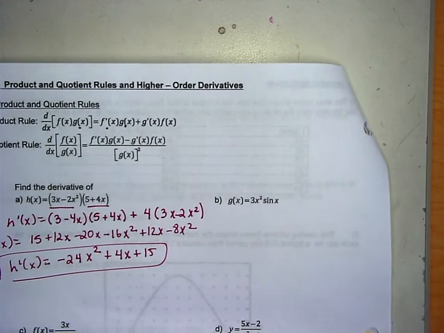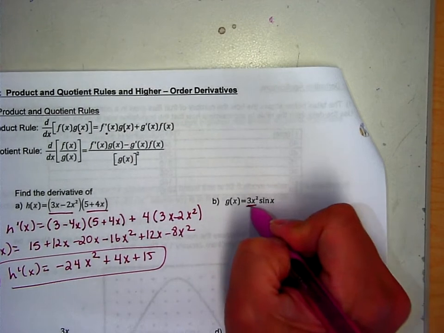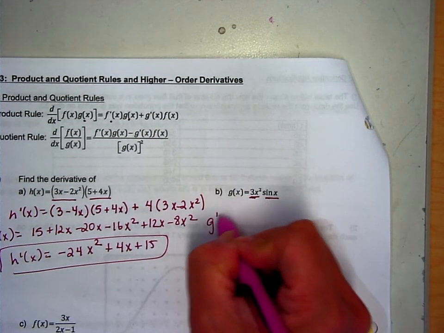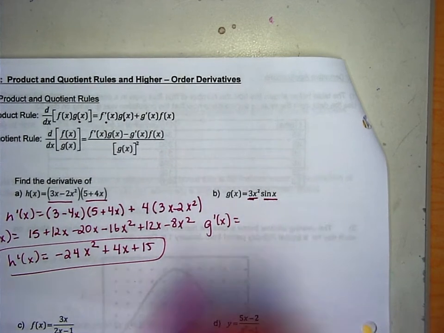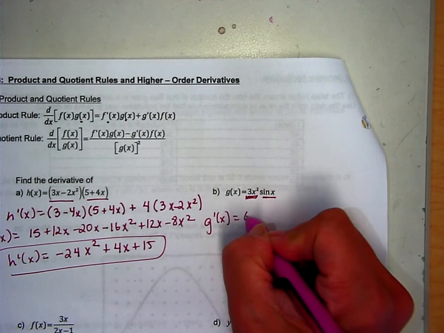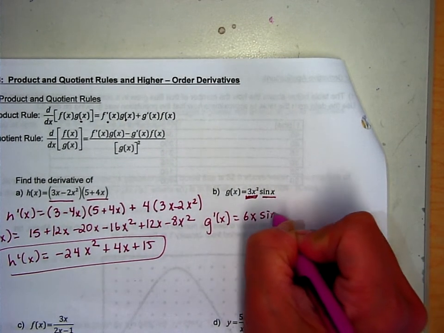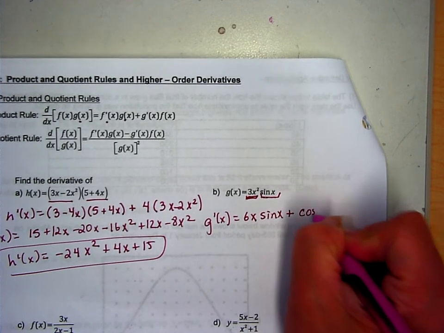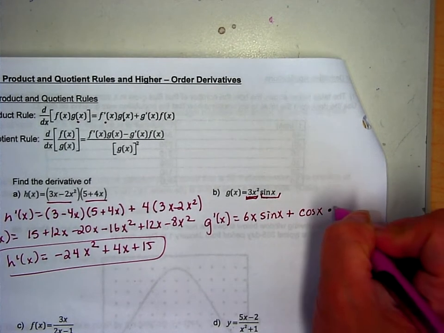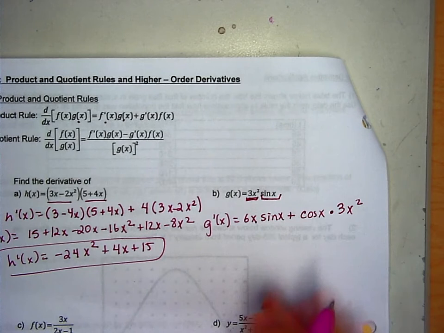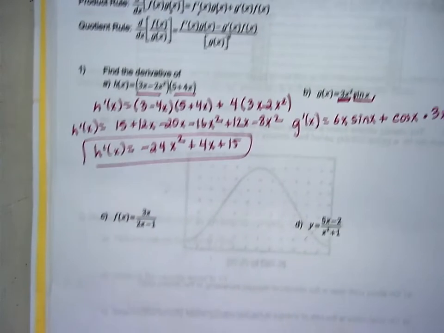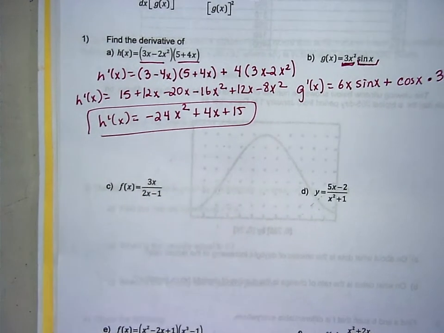Okay, second problem, same thing. Your two functions are 3x squared and sine of x. So my derivative rule for product says I can take the derivative of the first function, which is going to be 6x, times the second, plus the derivative of the second function, which is cosine of x, times the first function, 3x squared. And this one, there's nothing else we can do, so we're going to leave that answer like that.